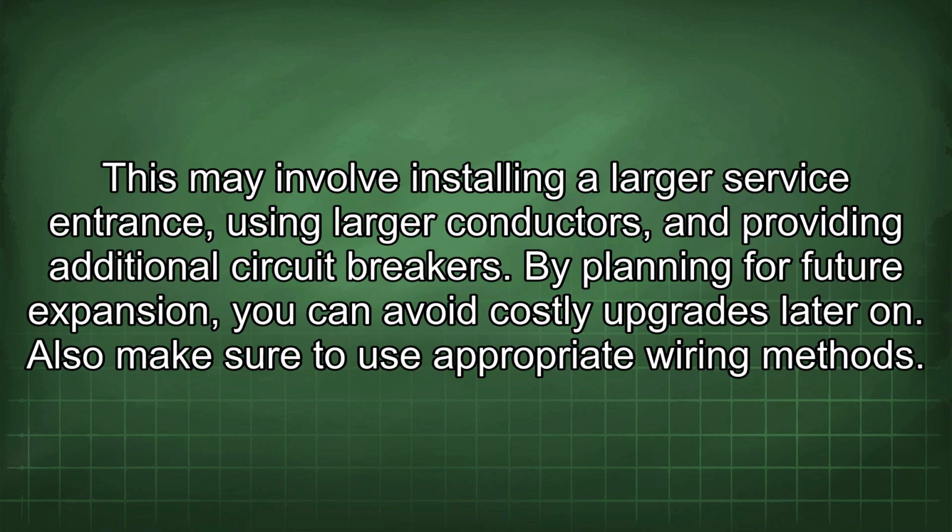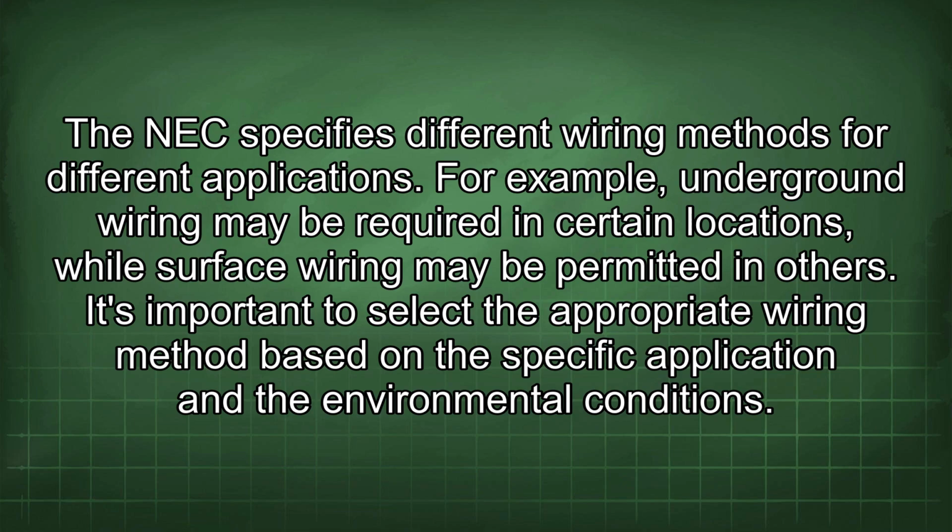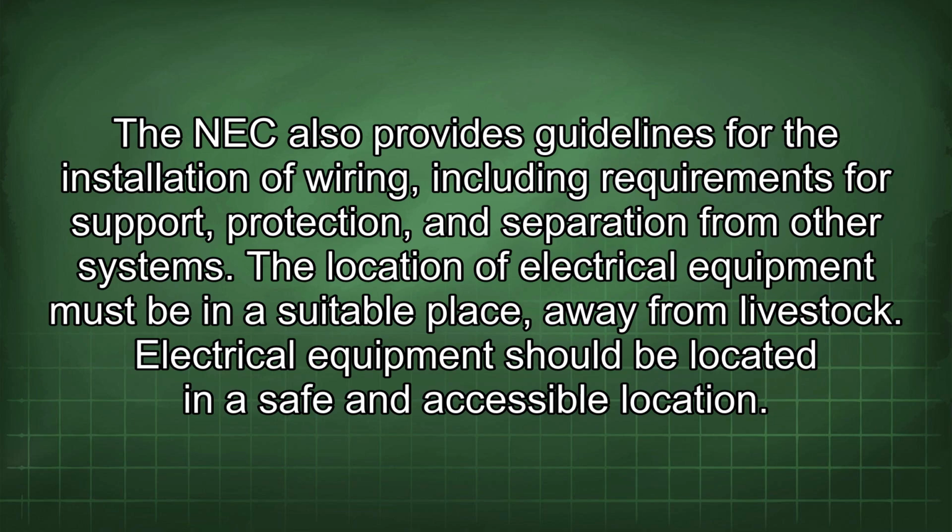Also make sure to use appropriate wiring methods. The NEC specifies different wiring methods for different applications. For example, underground wiring may be required in certain locations, while surface wiring may be permitted in others. It's important to select the appropriate wiring method based on the specific application and the environmental conditions. The NEC also provides guidelines for the installation of wiring, including requirements for support, protection, and separation from other systems.